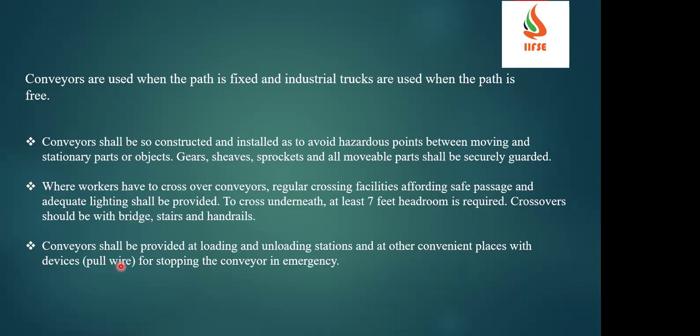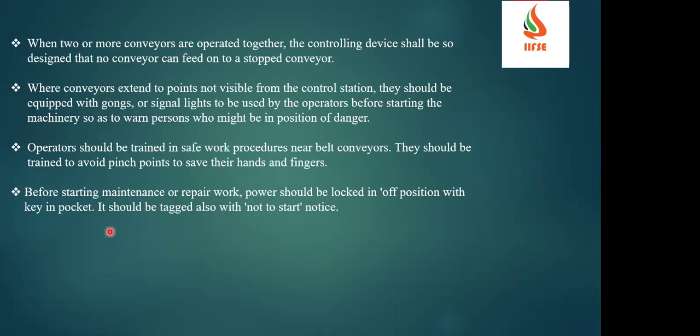Conveyors shall be provided at the loading and unloading stations, and other convenient places, with devices like a pull wire for stopping the conveyor in an emergency, also called a pull tag or pull wire, so that we can handle emergency situations. And when two or more conveyors are operated together, the controlling devices shall be so designed that no conveyor shall feed onto a stopped conveyor.